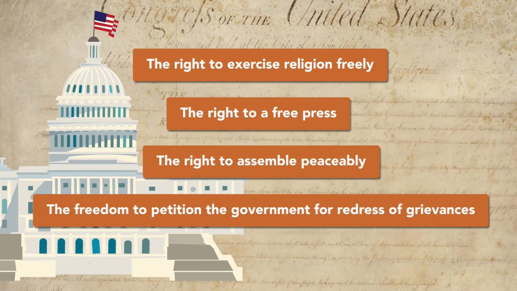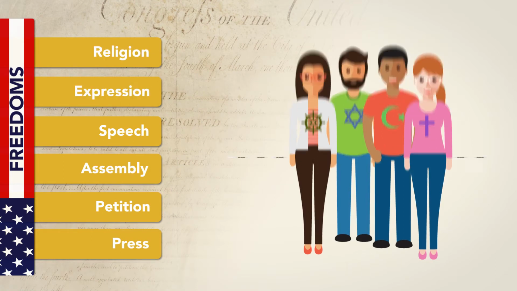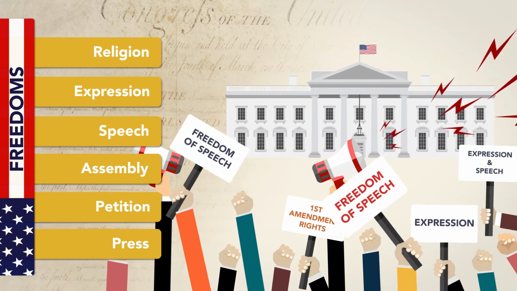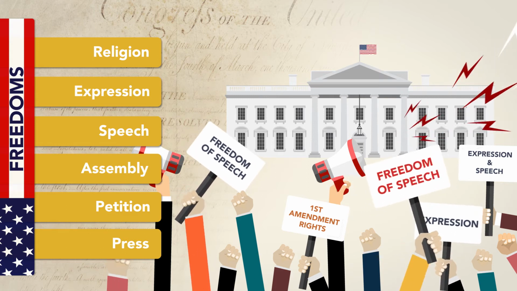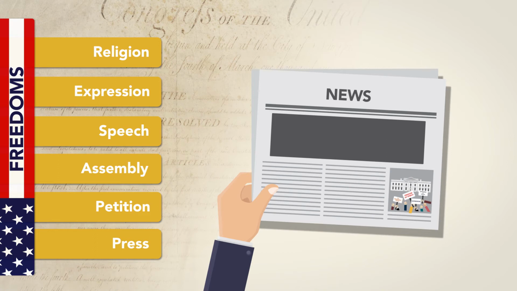For example, wearing a religious symbol may be protected by freedoms of expression and religion. Holding protest rallies outside the White House may be protected by freedom of speech, assembly, and petition, and publishing a newspaper article may be protected by freedoms of speech and the press.